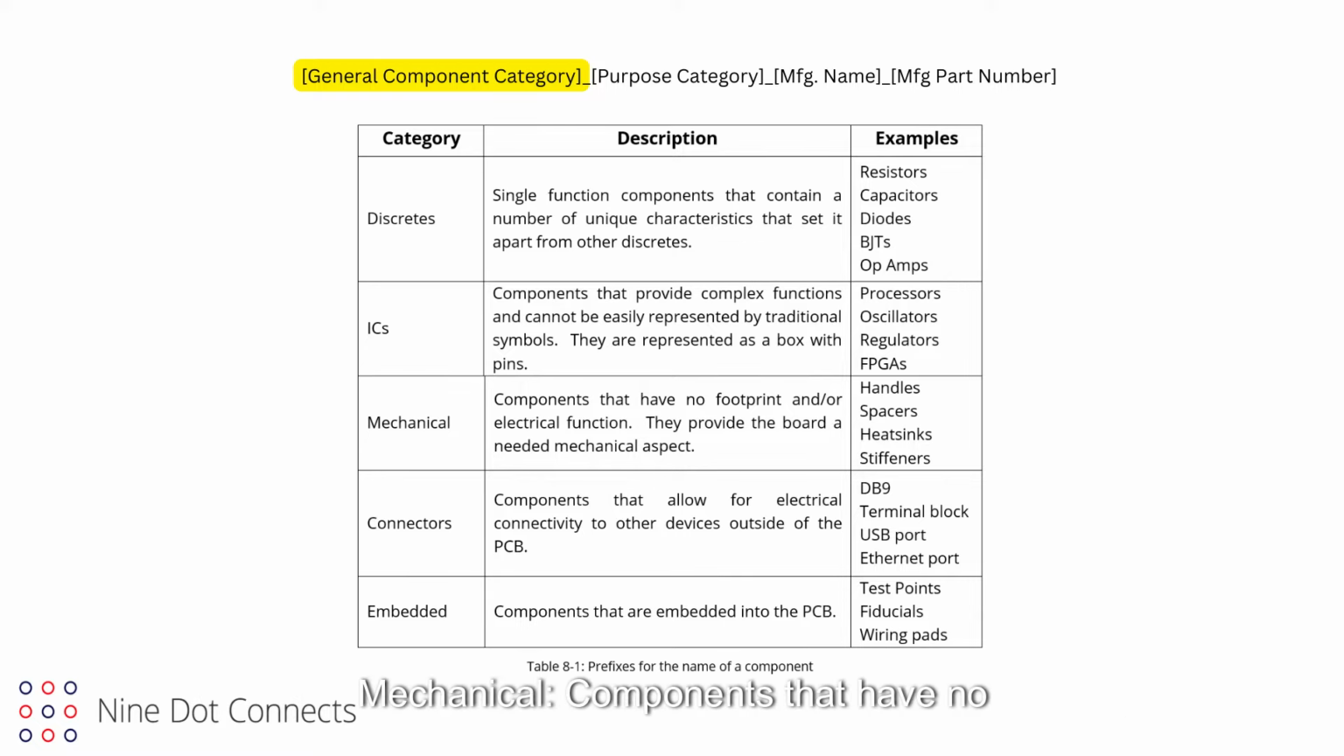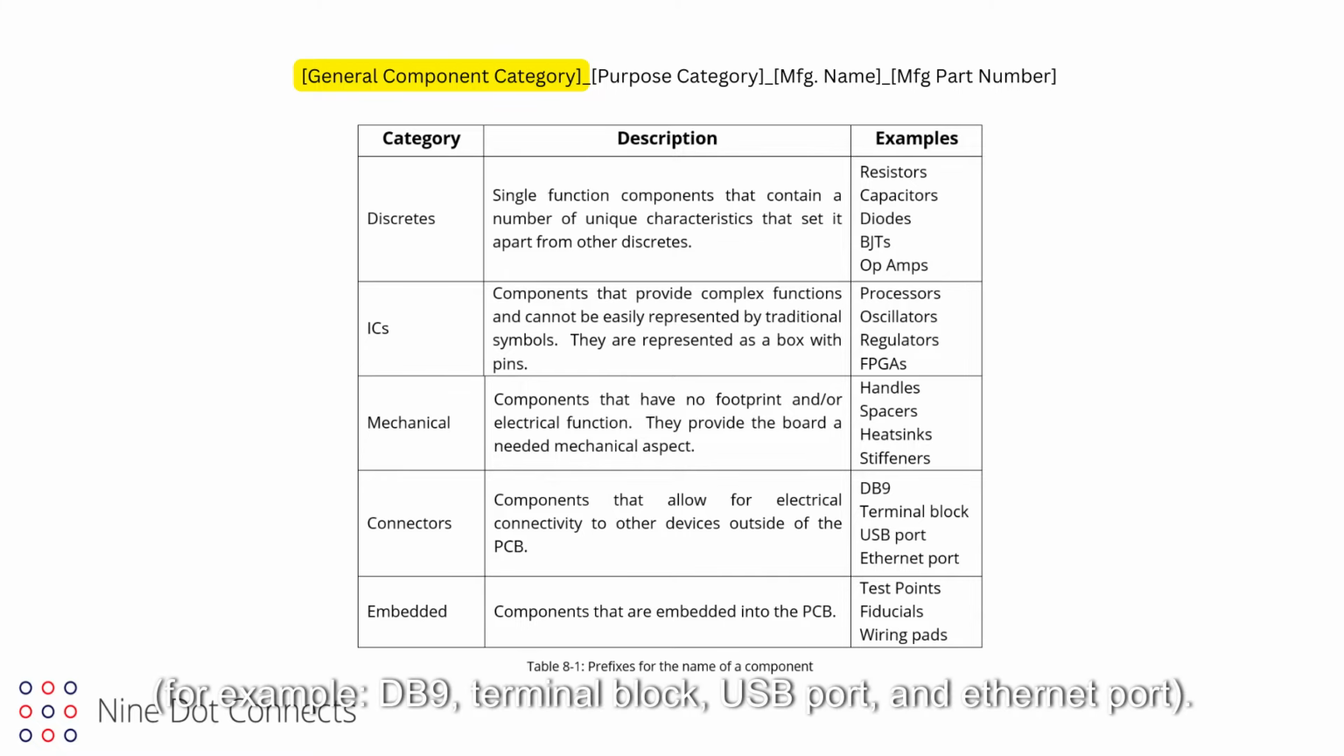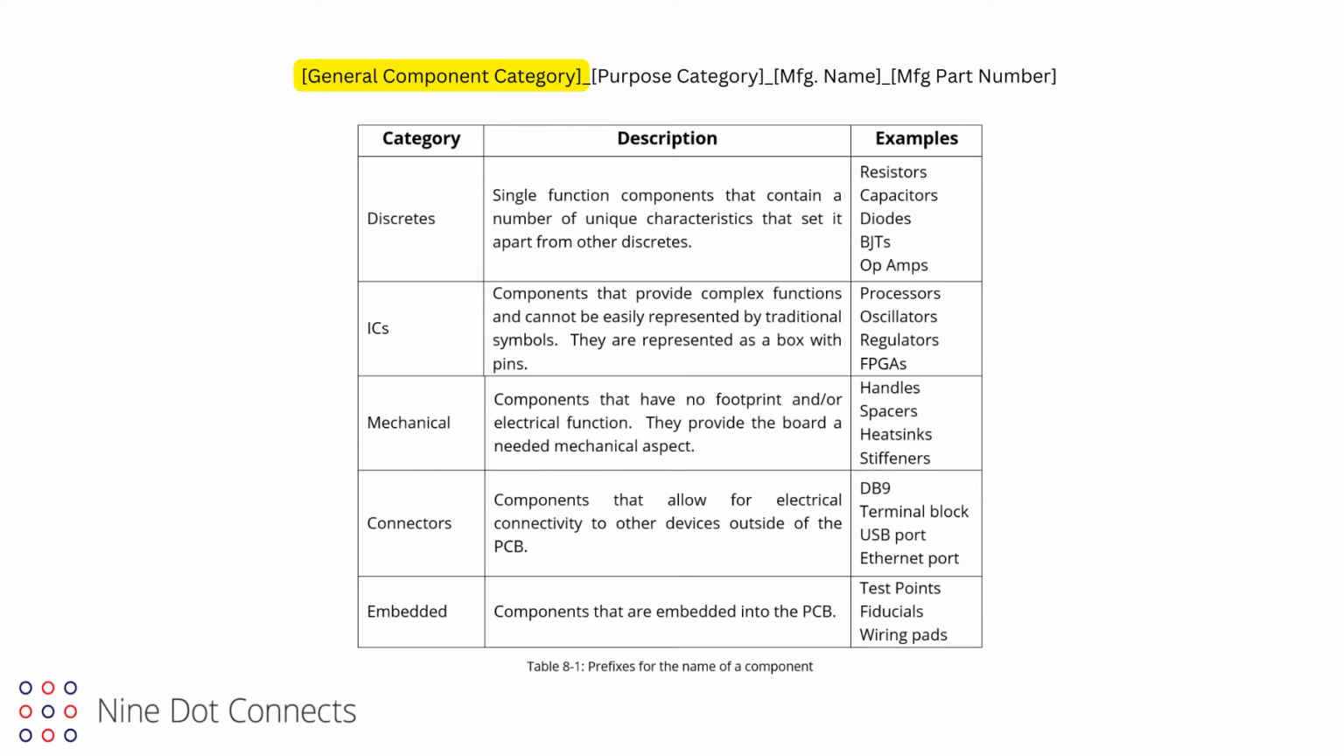Mechanical, components that have no footprint and/or electrical function. They provide the board a needed mechanical aspect. For example, handles, spacers, heatsinks, and stiffeners. Connectors, components that allow for electrical connectivity to other devices outside of the PCB. For example, DB9, terminal block, USB port, and Ethernet port. Embedded, components that are embedded into the PCB. For example, test points, fiducials, and wiring pads.